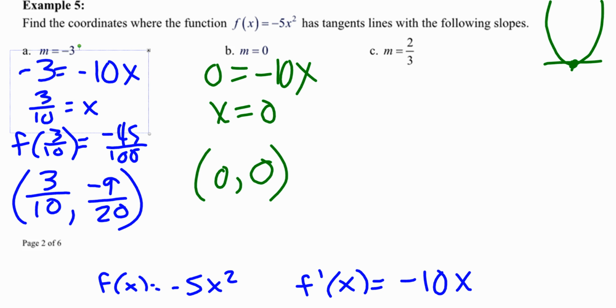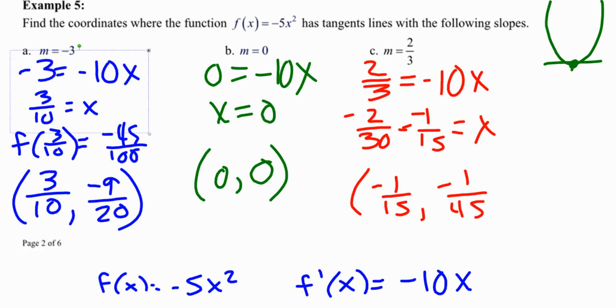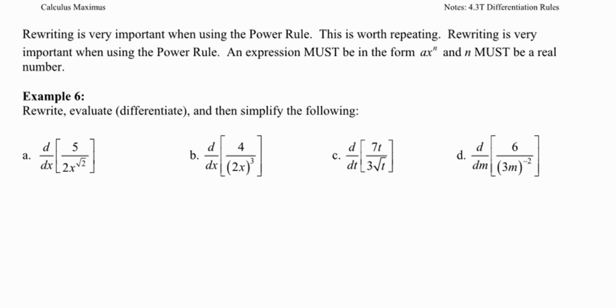Alright, and then last one here. Where is negative 10x equal to 2/3? So divide by negative 10 or multiply by 1 over 10. So that's 2 over 30 or 1 over 15. I guess that would be negative 2, wouldn't it? Okay. Plug that into your function. So you get negative 1 over 15, negative 1 over 45. Alright, there we go. Example 6 is good practice. We'll finish up with this one.